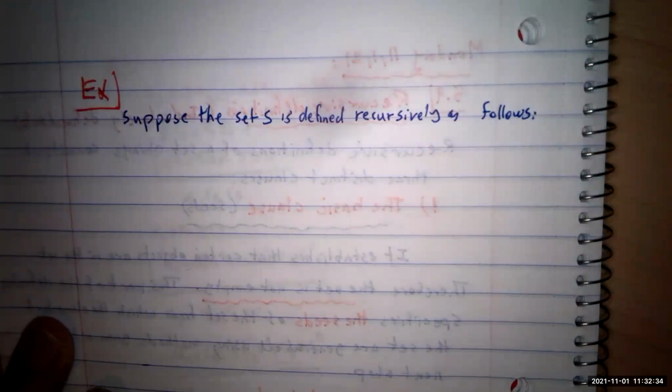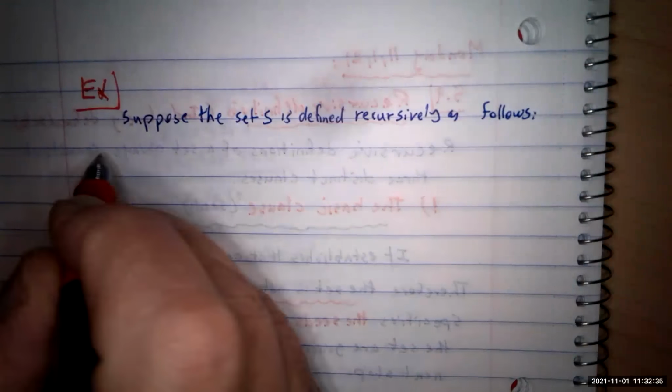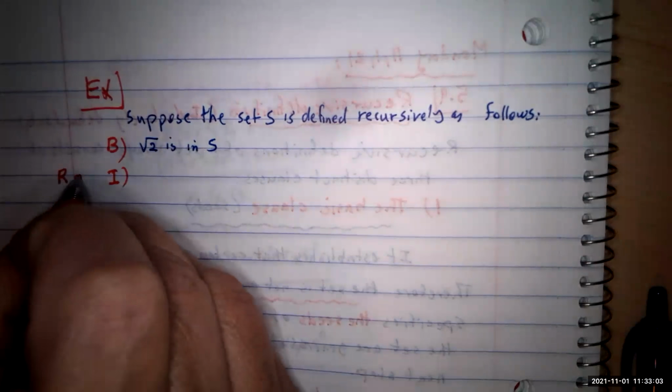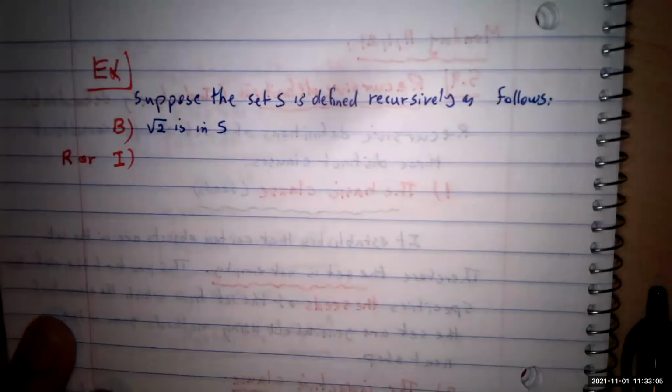So what is the basic step? I go with the B and the I. In your book, they go with the B and the R. It doesn't matter. The basic clause: the radical 2 is in S. Remember, you need this one to make sure that your set is not empty. So you start with the radical 2. The next step, I call it I. In your book, they call it R. It doesn't matter. R or I, the instruction.